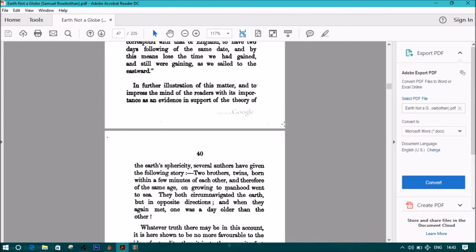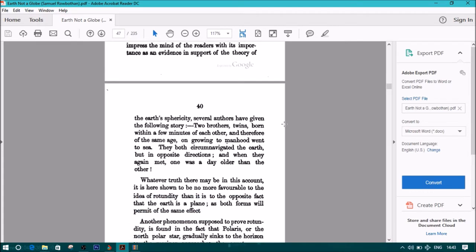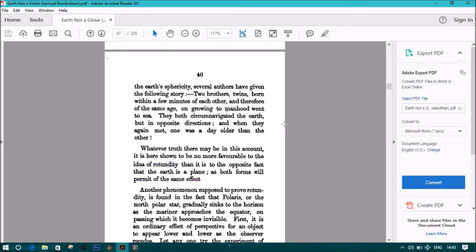In further illustration of this matter, and to impress the mind of the readers with its importance as an evidence in support of the theory of the Earth's sphericity, several authors have given the following story. Two brothers, twins, born within a few minutes of each other, and therefore of the same age, on growing to manhood went to sea. They both circumnavigated the earth, but in opposite directions, and when they again met, one was a day older than the other.